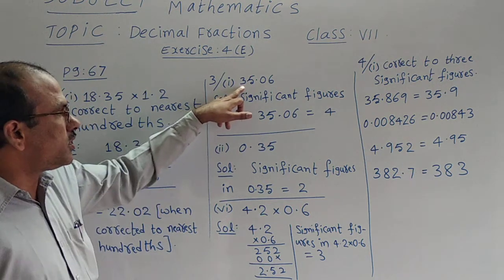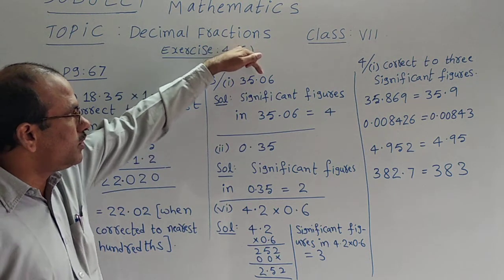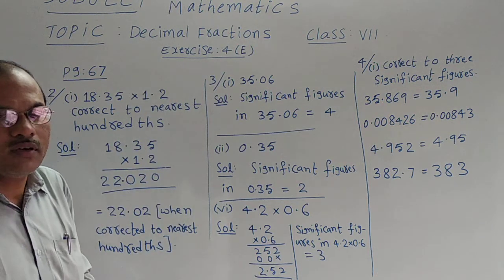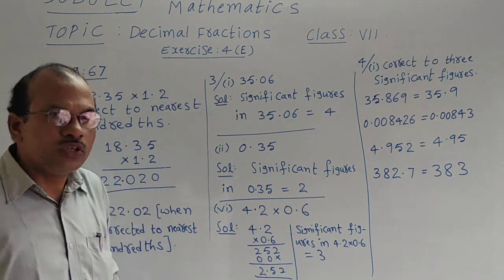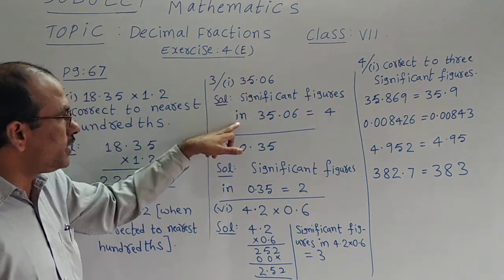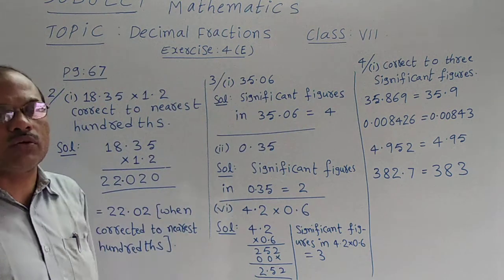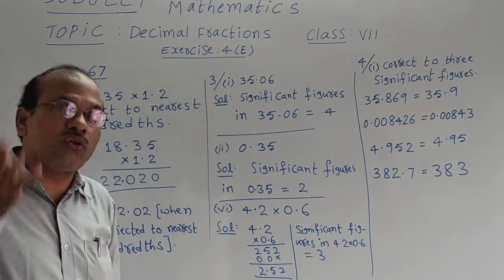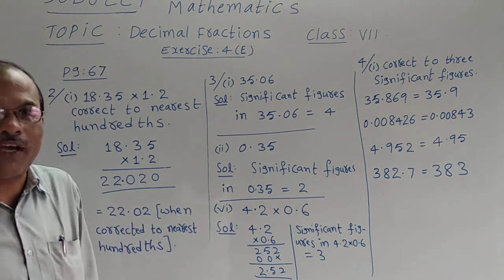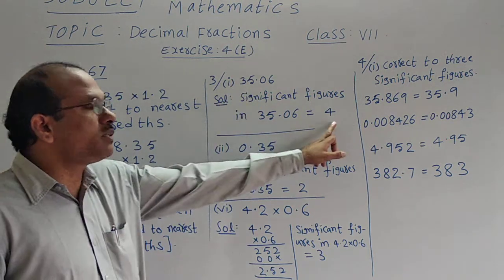Here, 35.06. How many are there? First one, second one, third one, fourth one. All four are valid ones only. Yes or no? All four have their values. So all four can be called significant figures, so significant figures in the given question is equal to 4. There are 4 digits, those 4 figures are valid, that means they have place values, and can be counted here. Yes or no? That's why 4 are there.